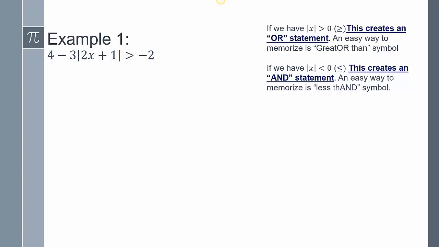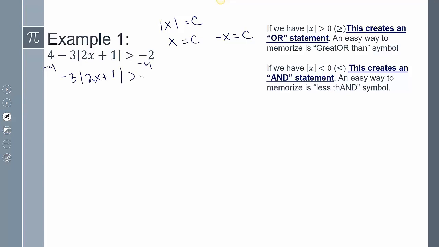This is our first example, and it says 4 minus 3 times the absolute value of 2x plus 1 is greater than negative 2. Just remember, from what we know of absolute values, if we have an equality statement, the absolute value equals c, we can break this into x equals c and negative x equals c. We need to apply that same logic here. I'm going to subtract 4 on both sides. Negative 3 times the absolute value of 2x plus 1 is greater than negative 6. Divide both sides by negative 3, and I get the absolute value of 2x plus 1 is less than 2.